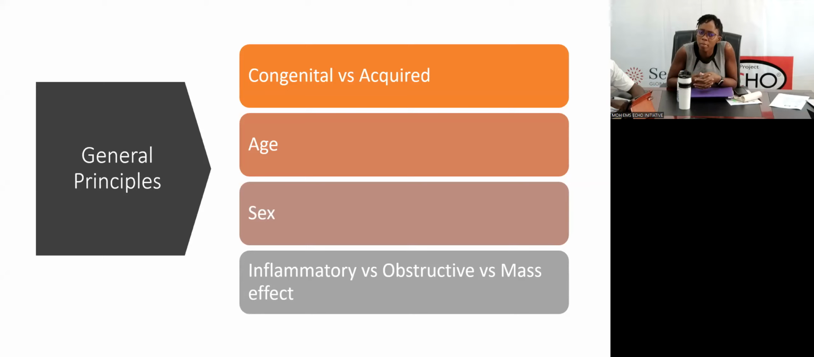Then something else to think about: could this be inflammatory? Is it obstructive, or is it a mass effect? And why I say this, let me give an example. A child comes in with that colicky pain you're thinking about, maybe let's say a 3-year-old, in the category of intussusception. But then, are there differentials you could think about?